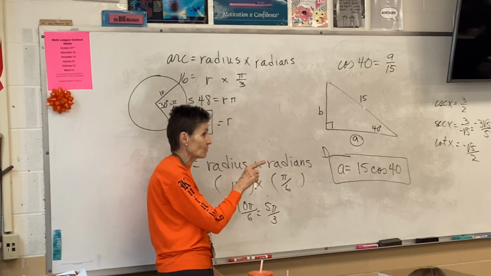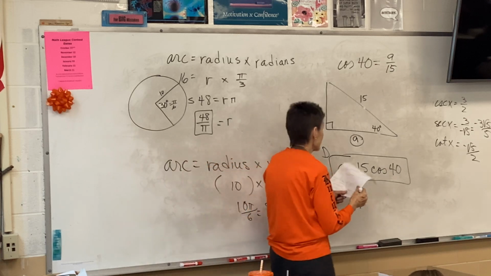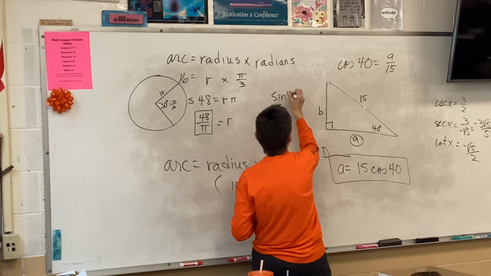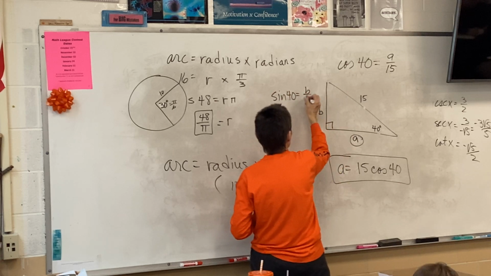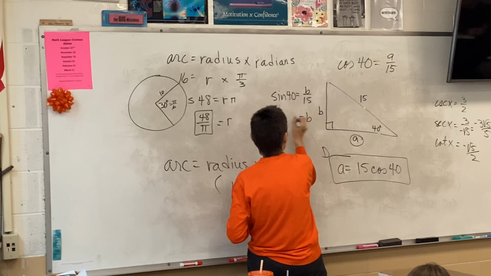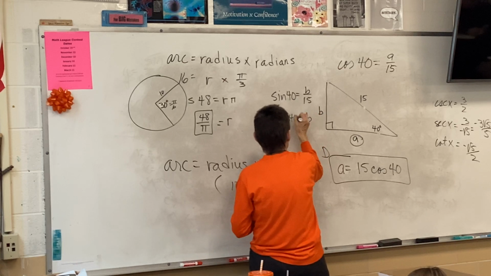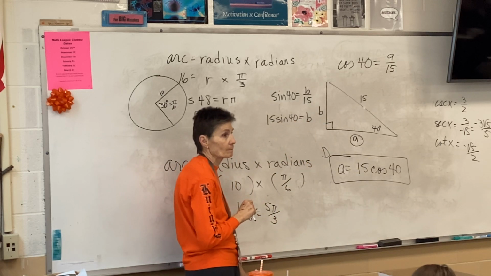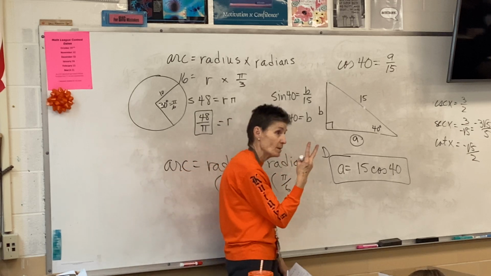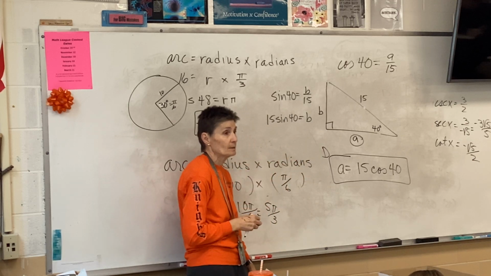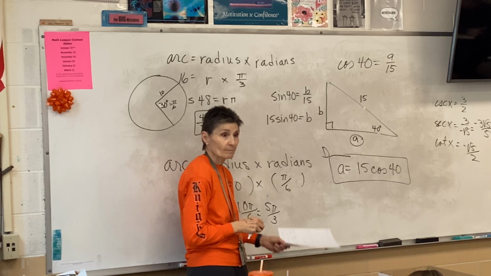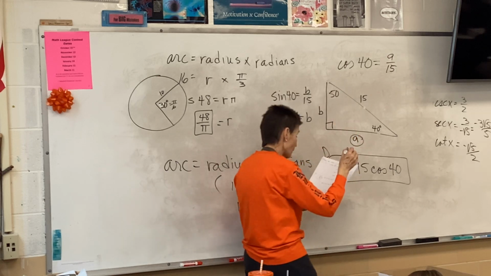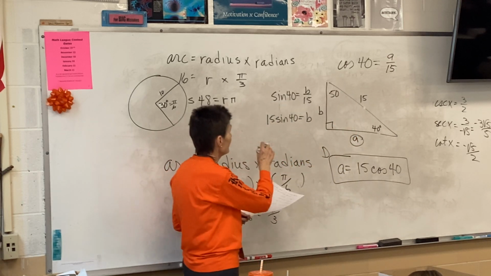Did anybody find another one? C? C involves sine. So the sine of 40 would be B over 15. So B equals 15 sine 40, not A equals 15 sine 40. So C is not right. There's two of them now. Read the directions. There's two of them. C doesn't work. It's A.